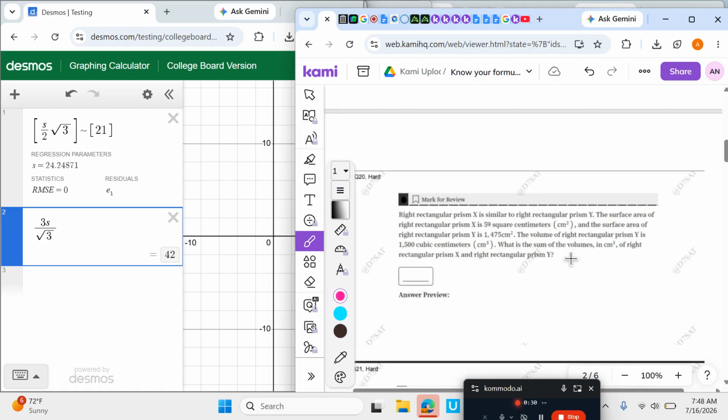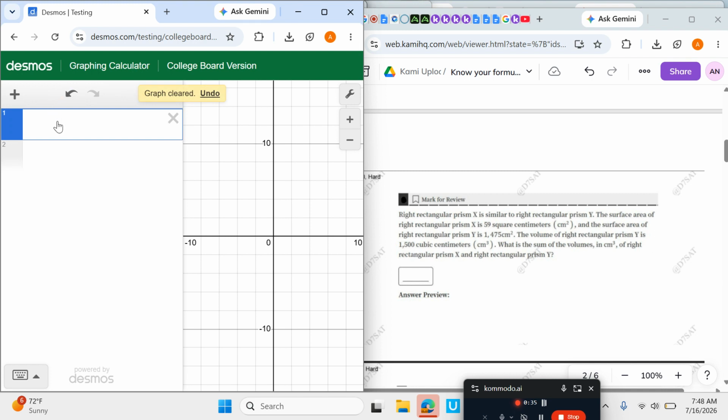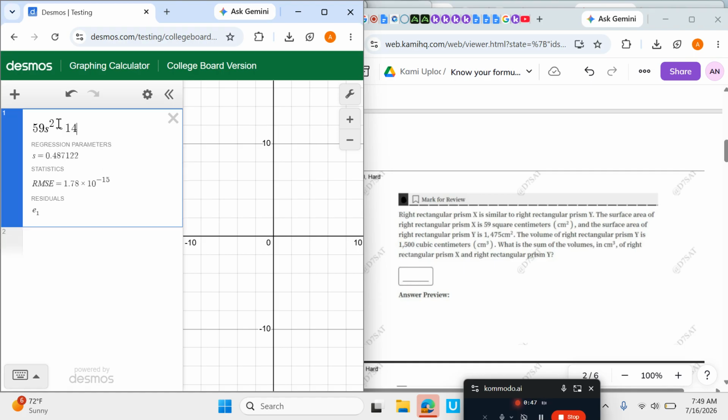All right. Look how easy we're going to make this. We have scale factors, area factors, and volume factors. So watch this. I'm going to say 59s squared, right? That is going to be equal to 1475, right? So I have my s, right?